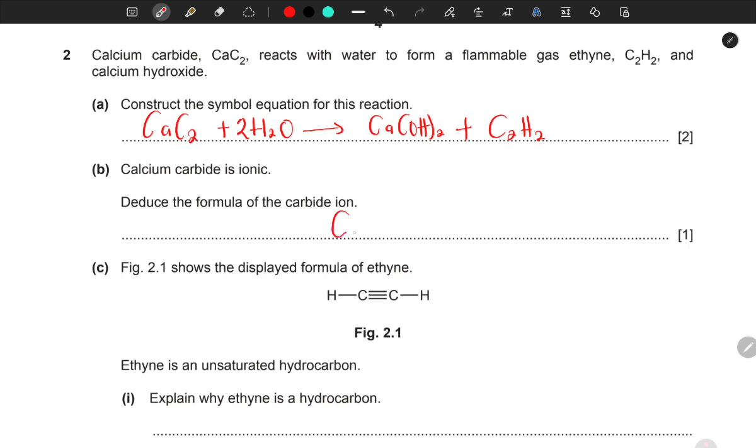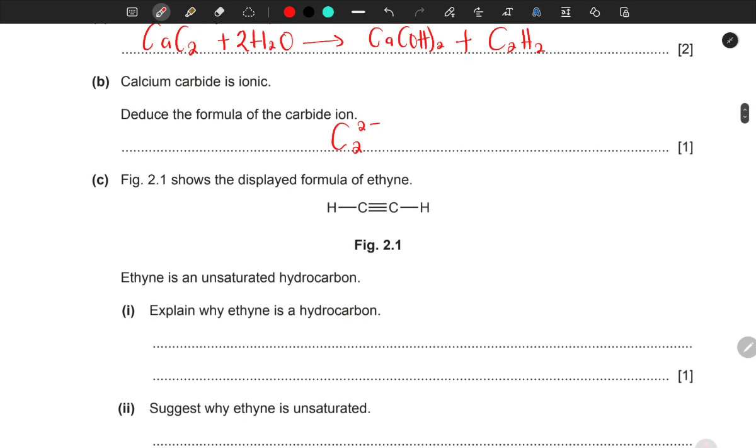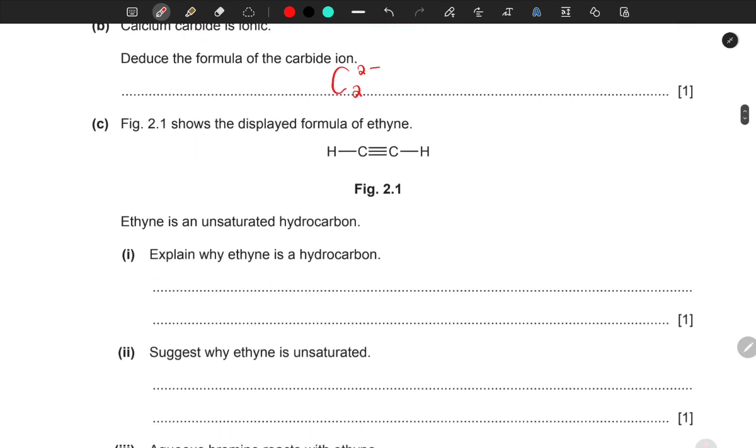It's just C2, like that. So if you look at the structure of carbide, moving on. Figure 2.1 shows the displayed formula of ethane. So this is the displayed formula of ethane.